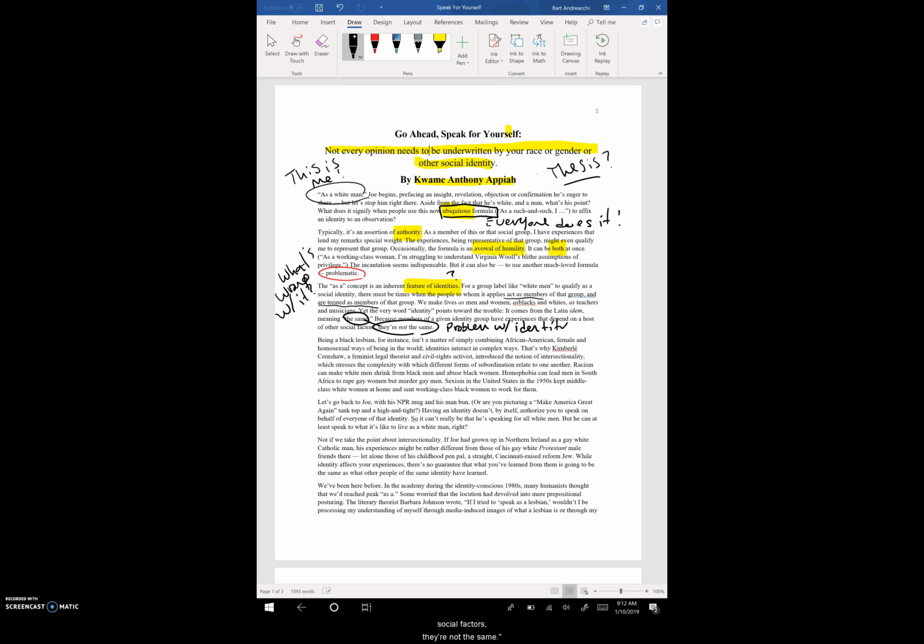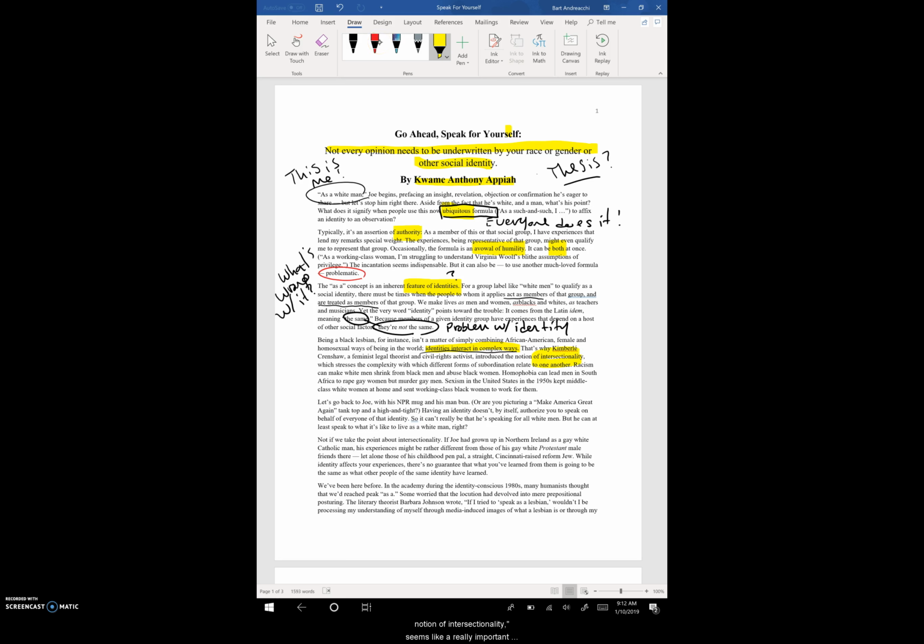They're not the same. So that's the problem. We treat people within a group as if they're the same, but they're not. Being a black lesbian, for instance, isn't a matter of simply combining African-American female and homosexual ways of being in the world. Identities interact in complex ways. That's why Kimberly Crenshaw, a feminist legal theorist and civil rights activist, introduced the notion of intersectionality.